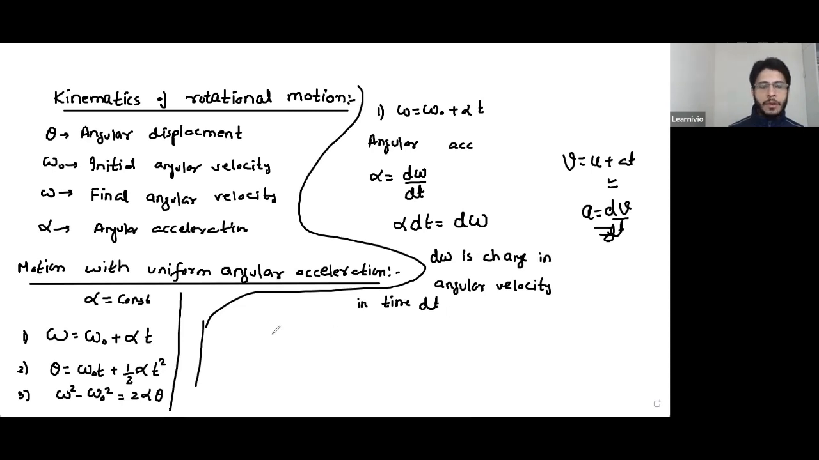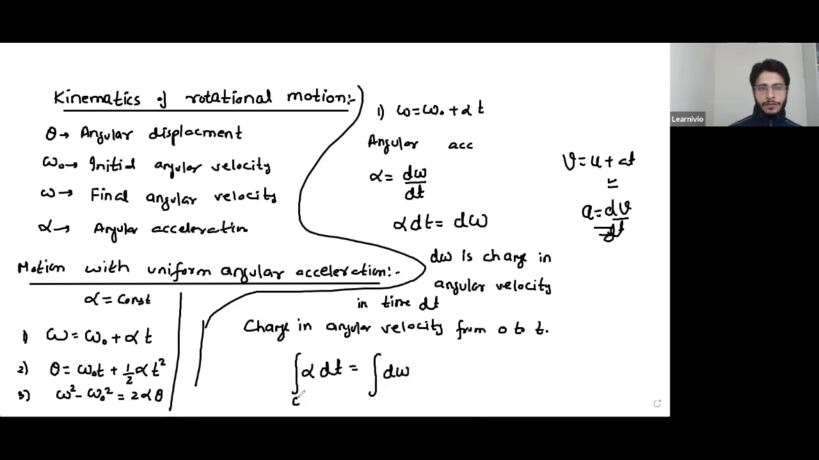But I need the change in angular velocity in time 0 to t. So to calculate the change from 0 to t, you can just integrate both sides of this equation. This is alpha dt, this is d omega. You can integrate it from 0 to t, and you can integrate it from omega naught to omega.